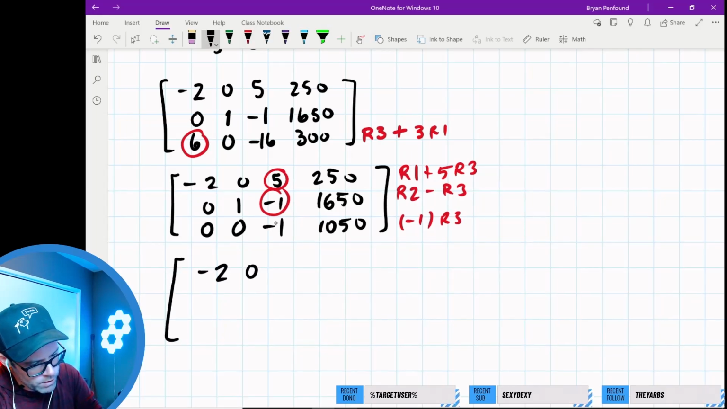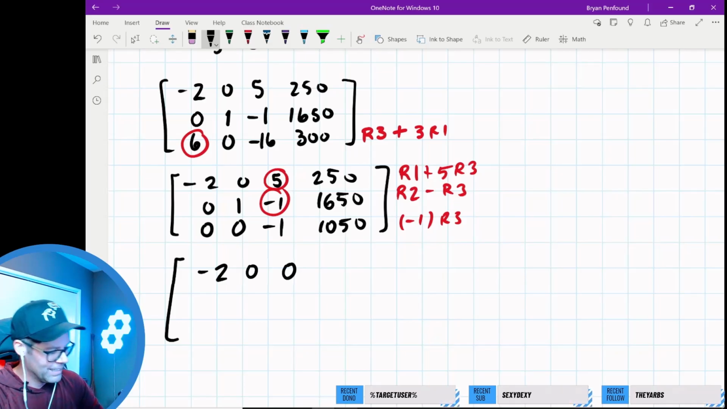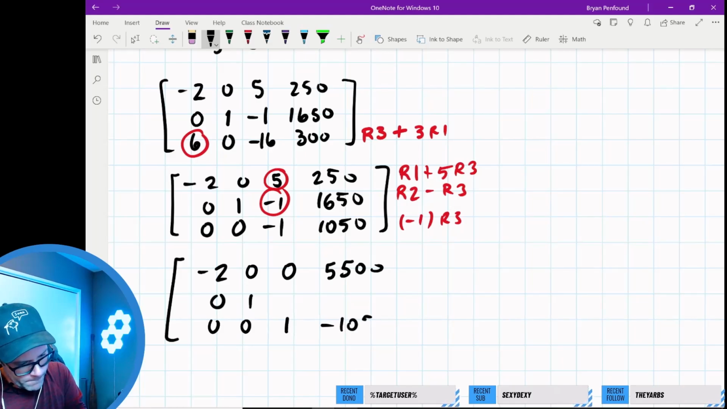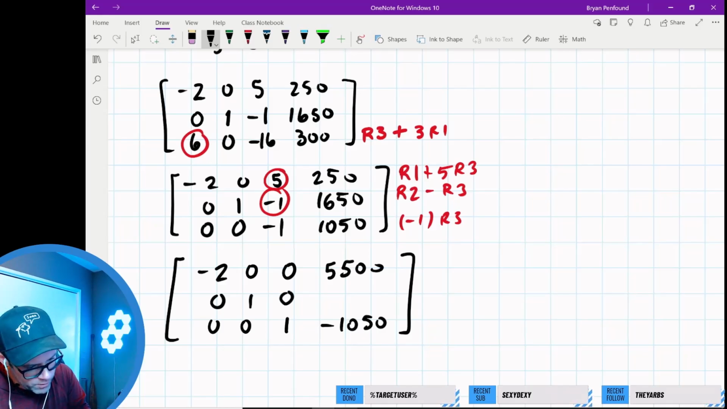Negative 2, 0. So 5 plus 5 should be 0, right? And then we need 250 plus, oh, this is gross, 250 plus 5 times 1050. So 5,500. Yikes. For row number 2, we're going to subtract, so that should give me a 0 here. Negative 1 take away negative 1, and then we need 1650 take away 1050. It should be 600, so I'm happy with that.